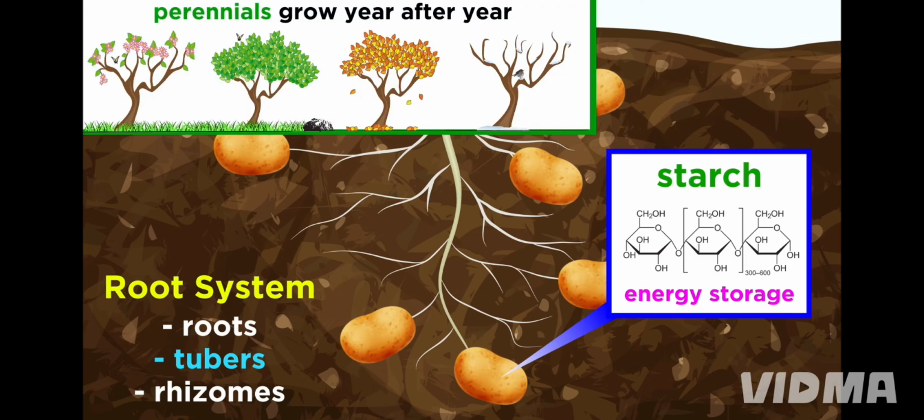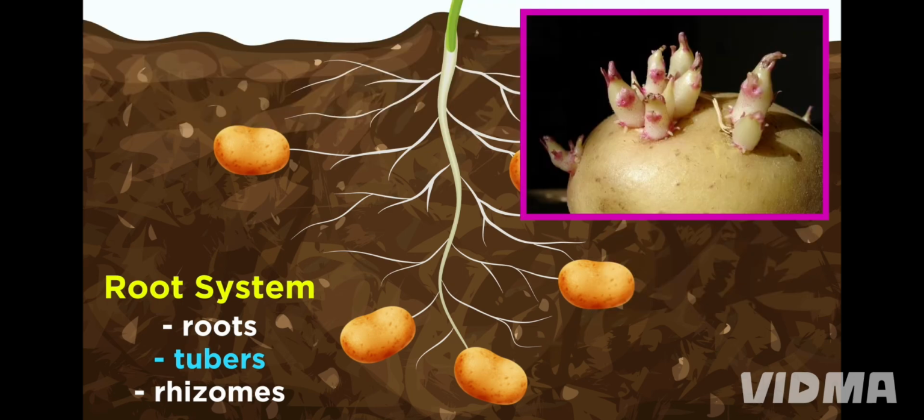Starch storage in tubers is important for plants that grow year after year, called perennials, because the energy in the starch allows the plant to grow before its leaves and photosynthetic abilities are functional at the beginning of the growing season. This explains why if you've ever left a potato on your counter for too long, it will actually start growing buds and shoots of its own.